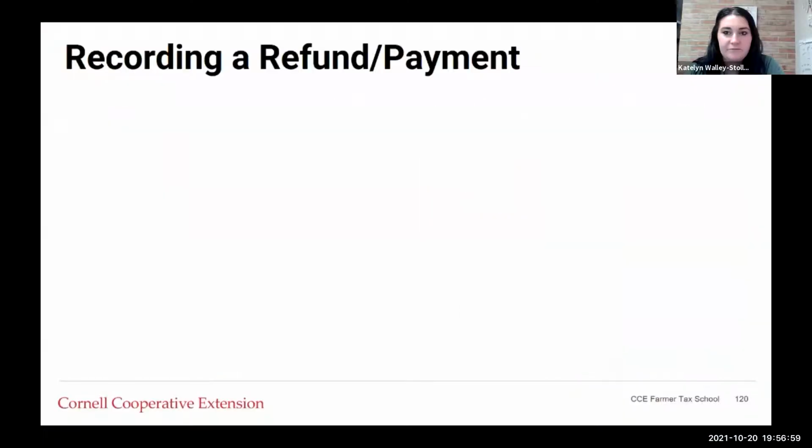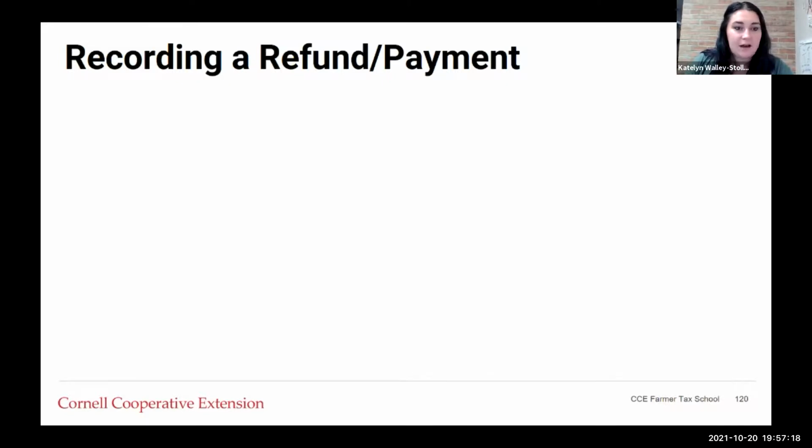All right. So along the same lines, we're going to talk very briefly about how you can record a tax refund or a tax payment as it relates to your income tax and filing Schedule F.